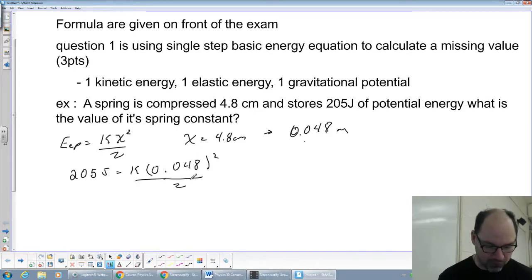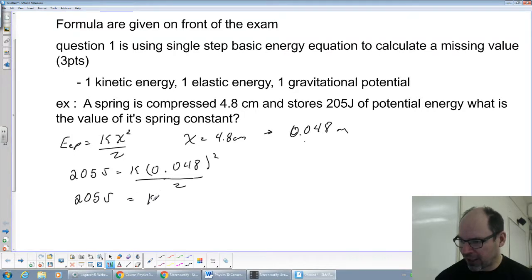So let's go 0.048 squared divided by 2. Okay, so we've got 205 joules equals k times 0.001152. Divide both sides by that decimal number to get our k value in newtons per meter.